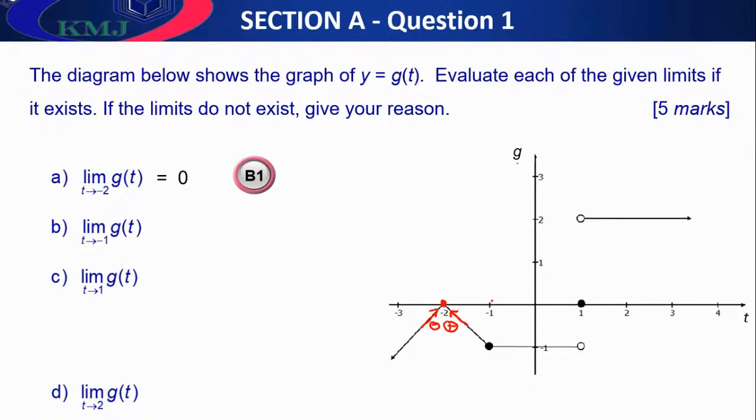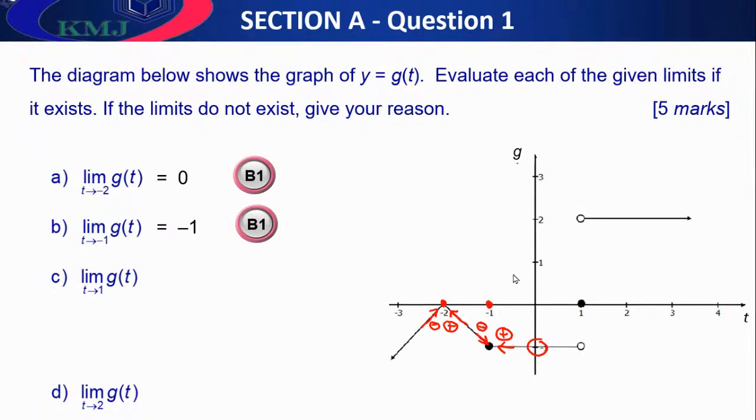For question B, to evaluate the limit as t approaches -1, we take a look at t equals -1. It is right here. So we read from the graph, t approaching -1 from the left. So it is here, and the value of y is -1. And then we see from the right, the value of y is also -1. Therefore, the limit of g(t) as t approaches -1 from both sides is equal to -1.